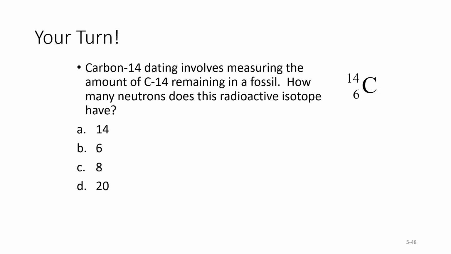So carbon-14 dating involves measuring the amount of carbon-14 remaining in a fossil. How many neutrons does this radioactive isotope have? So remember, to calculate neutrons, we're going to take the atomic mass, the top number, minus the atomic number, the bottom number. 14 minus 6 is 8.